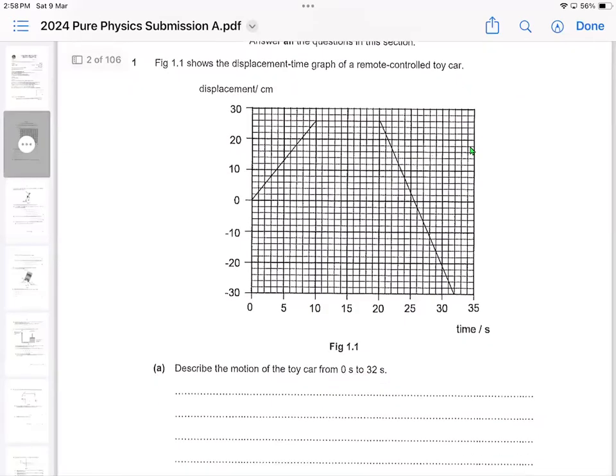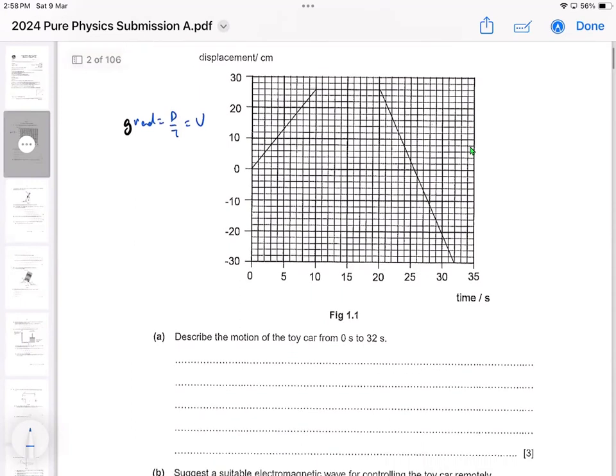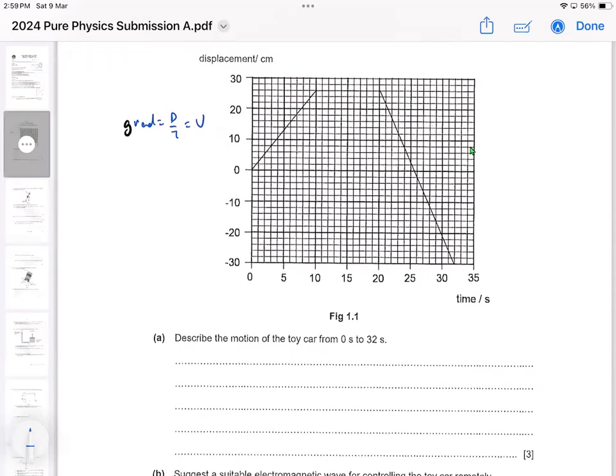Okay, so first off, this one is a displacement time graph, not a velocity time graph. So we do have gradient equals displacement over time, which is velocity. So from 0 to 32, my description will be basically about the gradient.